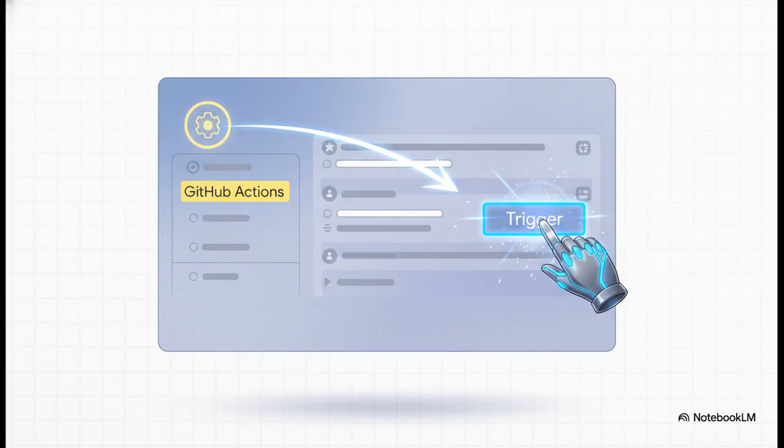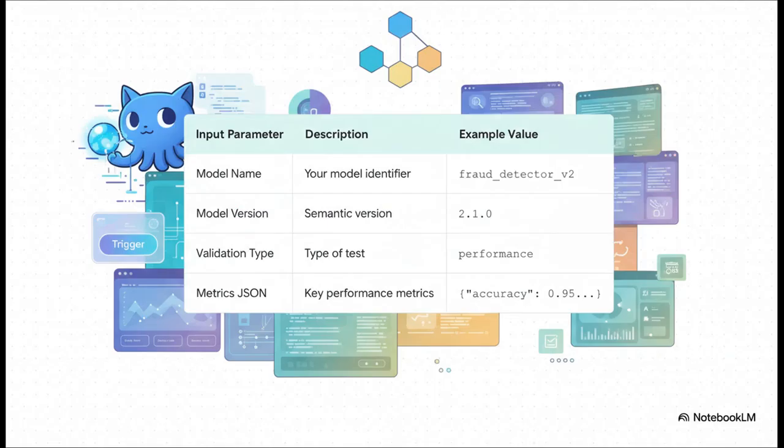So we're just going to pick our model validation report workflow. No more tabbing over to GitHub, navigating to the Actions tab, finding the right workflow. None of that. We're triggering it right from here. So the second you click that workflow, the UI is smart enough to read your workflow's YAML file, and it automatically generates this input form for you.